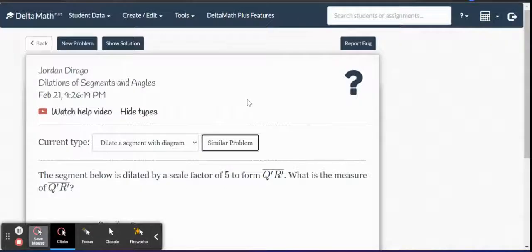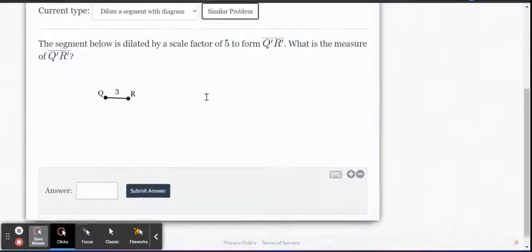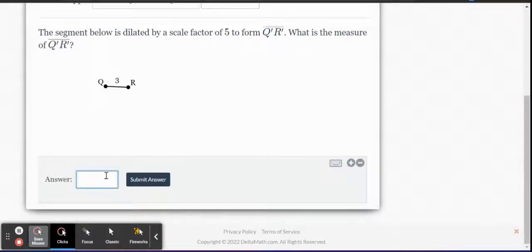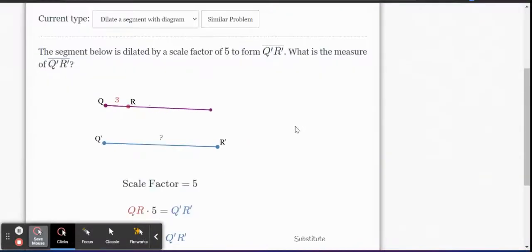Okay, this one's pretty simple. QR is 3. It's dilated by a scale factor of 5. So you just do 3 times 5, which is 15. Boom. I mean, that one's simple. I'll show it bigger. I wanted to make sure I covered one that got bigger.